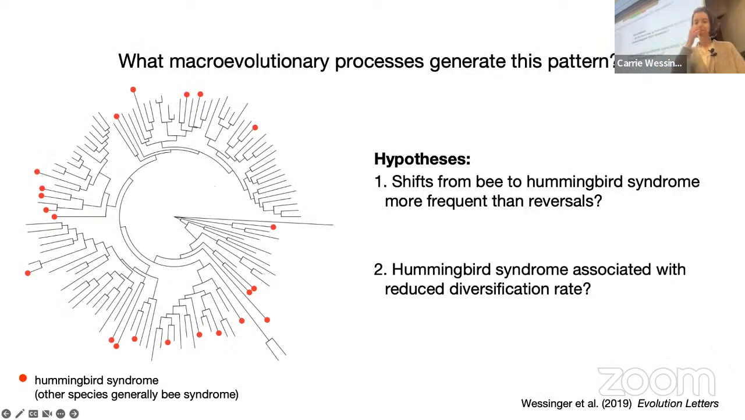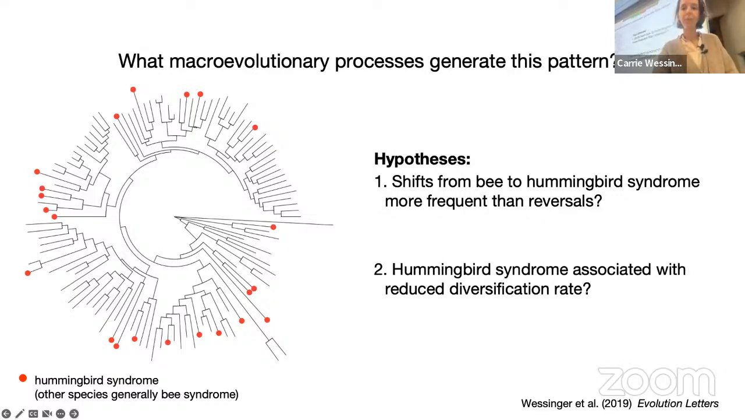All right, so it seems that these shifts from bee to hummingbird pollination have been frequent within Penstemon, but hummingbird syndrome remains rare overall. We don't see clades of hummingbird-adapted species. So maybe there just hasn't been enough time for these hummingbird syndrome lineages to have diversified and reach greater numbers. Or maybe hummingbird syndrome itself is somehow associated with a reduced speciation rate or reduced diversification rate, which could be driven by reduced speciation or increased extinction.